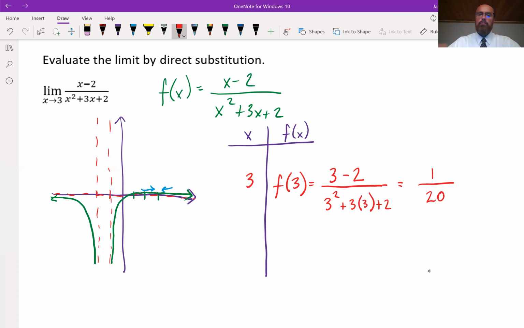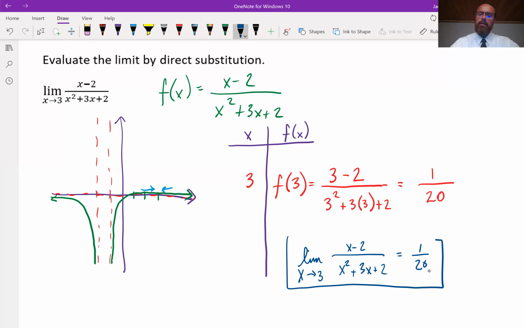We can write that as a fraction, in fact, so we'll just keep it as is. And here's how we would record our answer. The limit as x approaches 3 of the function (x - 2)/(x² + 3x + 2) equals 1/20. So just like we'd seen in our first 3 examples, this fourth example can be evaluated directly just by substituting the limit value into the function.